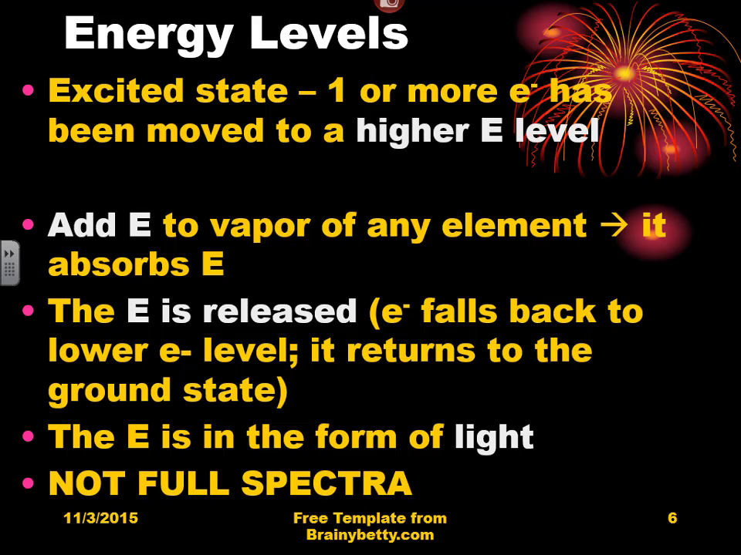This is where things get interesting. Because the light that you get is not a full spectrum. If you're talking about colors of light, what does the full spectrum mean? A full spectrum would be all the colors of the rainbow. But instead of getting all the colors of the rainbow like you get from natural light, when you do this with certain elements or certain electrons and atoms, you don't get the full spectrum. You just get part of it.